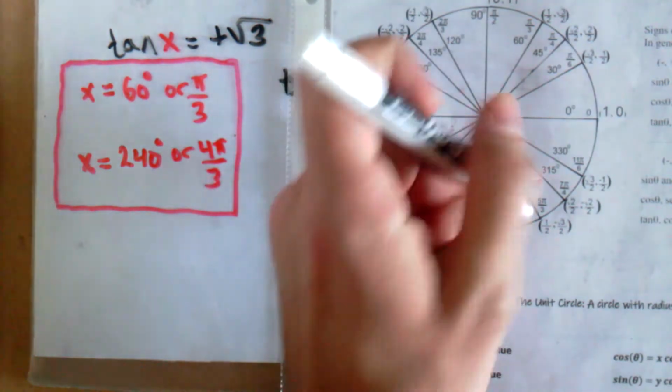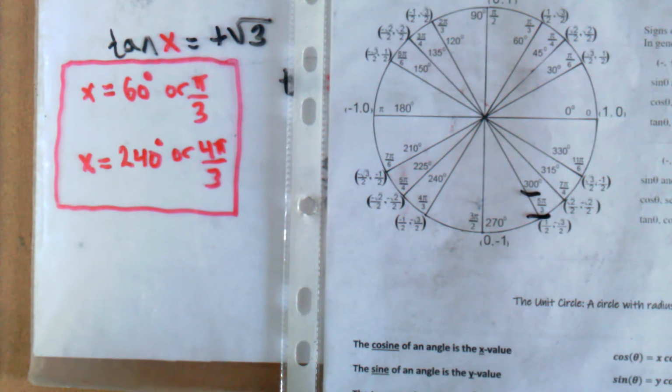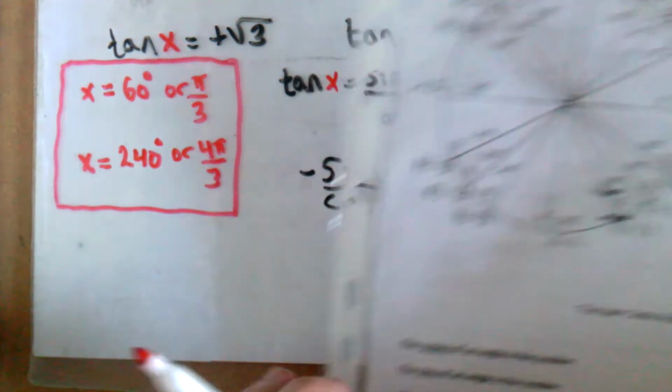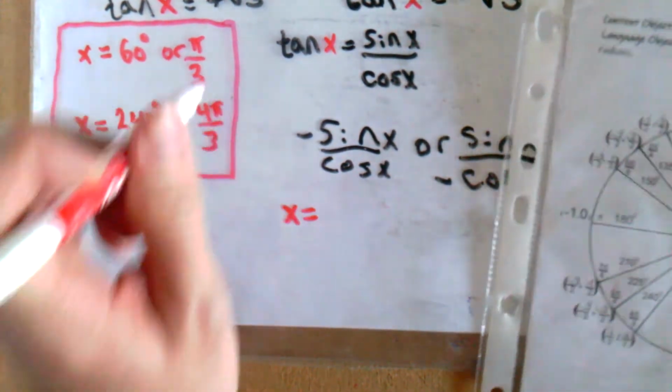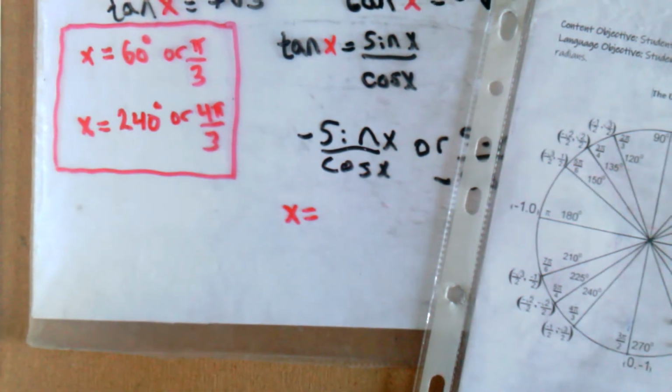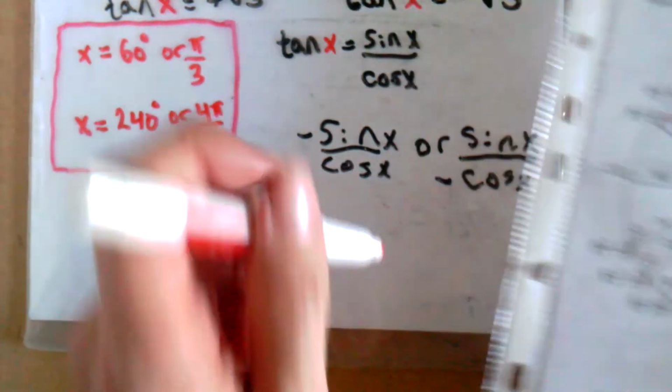So that tells us that at 300 degrees, or 5 pi over 3 radians, we should get negative square root of 3. So x, or our angle, equals 300 degrees, or 5 pi over 3 radians. Same thing.